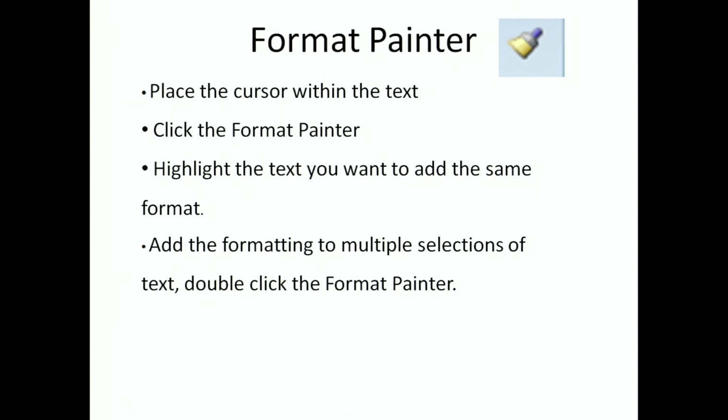So in that place we have to keep our cursor. Then we have to click the Format Painter. Then we have to highlight the text where you want to copy the formatting.